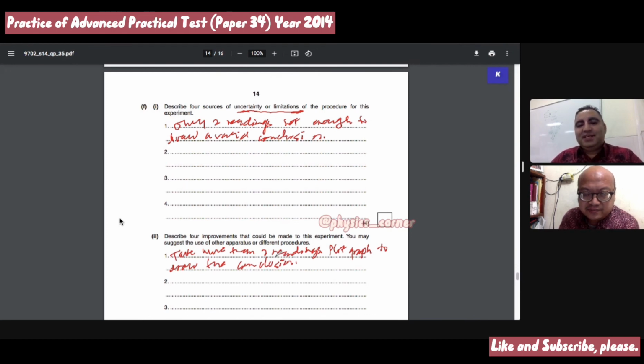Now the next thing is if it is about a swinging thing, a pendulum thing, the limitation will be that sometimes the students might do it in front of the aircon, or in front of a fan. The fan or the AC might have disturbed the oscillation. Then the improvement will be to do the experiment away from the fan or aircon. So other points will depend on the type of practical that they do. But these 2 points are always valid for any practicals.